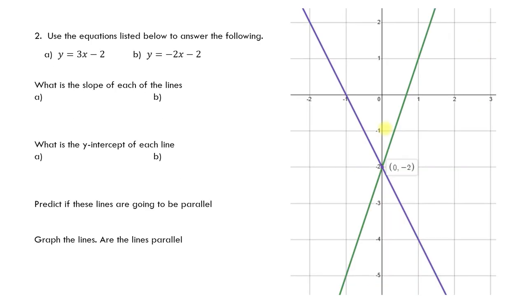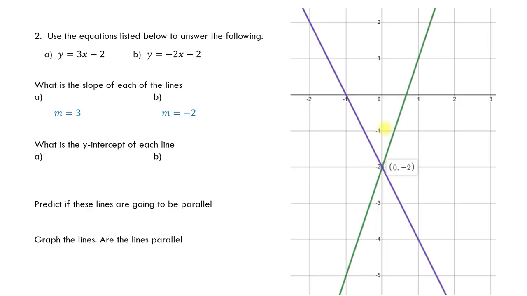Question 2, use the equations listed below to answer the following. Graph A is y equals 3x minus 2, and graph B is y equals negative 2x minus 2. What is the slope of each of the lines? Well, graph A is going to have a slope of 3 because that's the coefficient of the x term, and graph B is going to have a slope of negative 2.